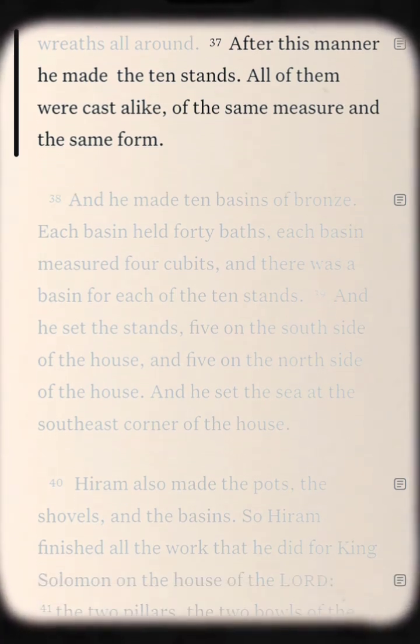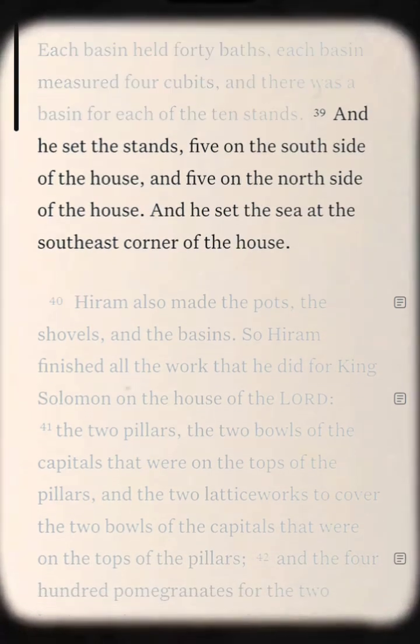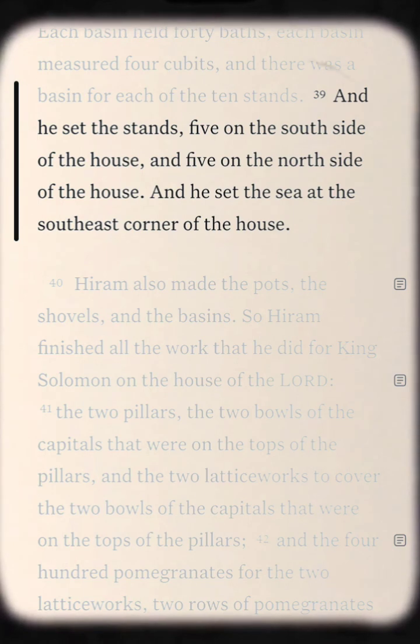And he made 10 basins of bronze. Each basin held 40 baths. Each basin measured 4 cubits, and there was a basin for each of the 10 stands. And he set the stands 5 on the south side of the house, and 5 on the north side of the house. And he set the sea at the southeast corner of the house.